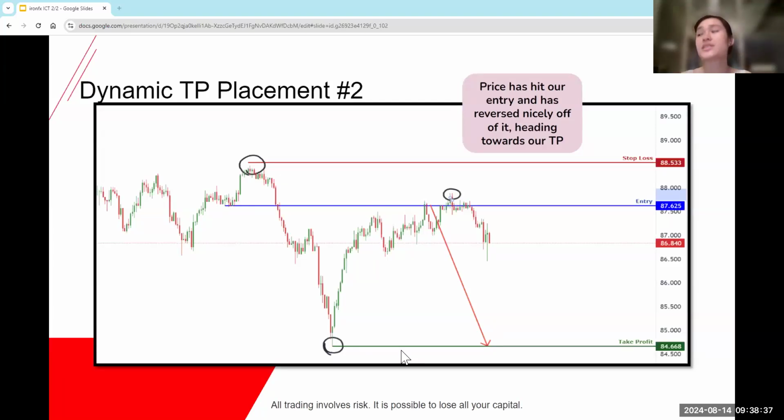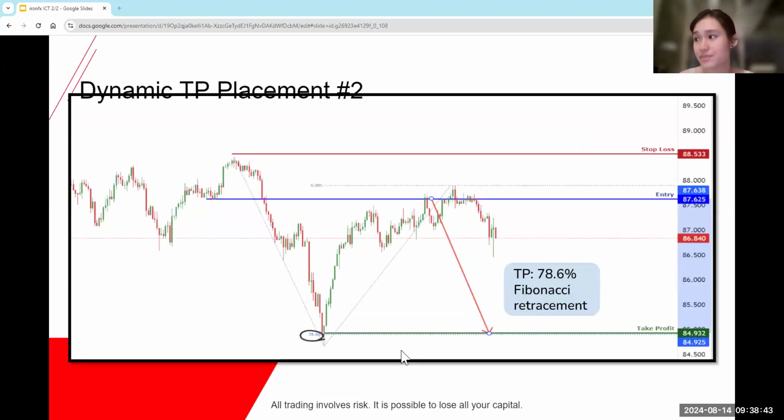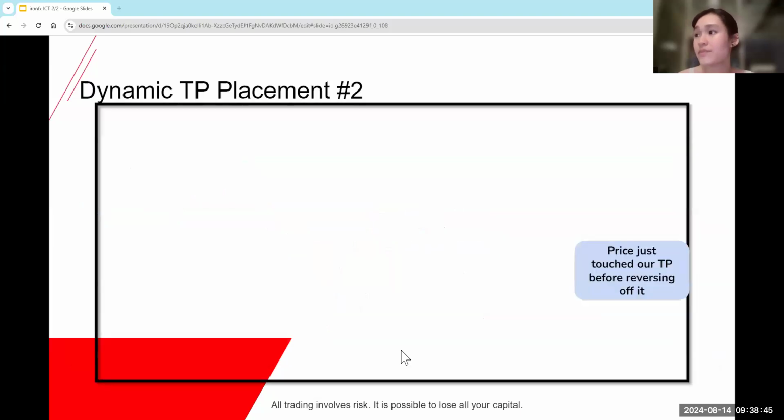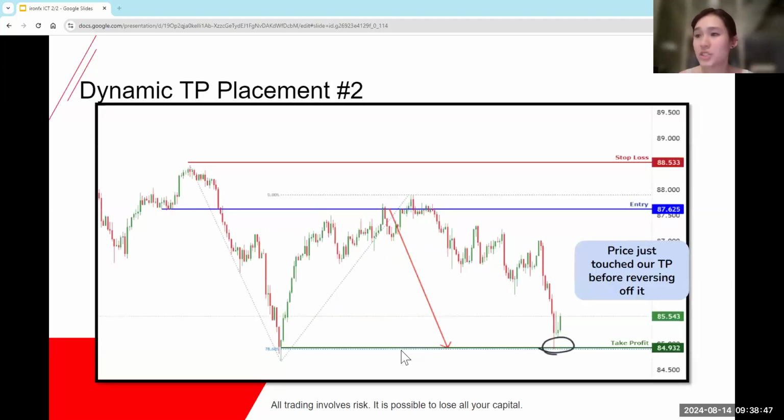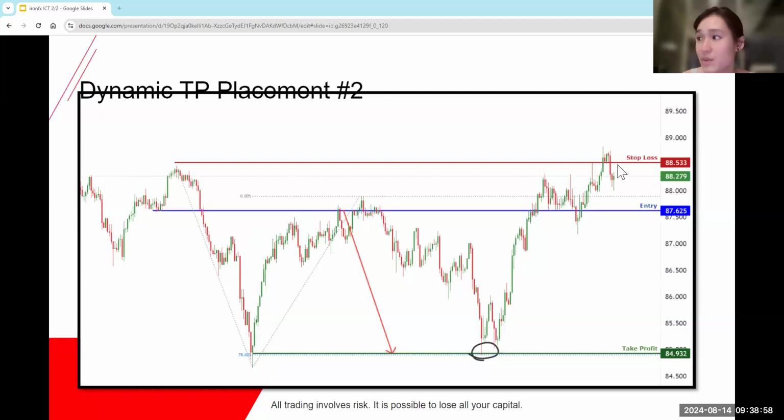Okay, so price hits our entry and has nicely reversed off of it and is heading towards our take profit. Price touches our take profit before reversing off of it. So that's why, if we had placed our take profit any lower, we would have missed this by a few pips and we would have gotten stopped out.